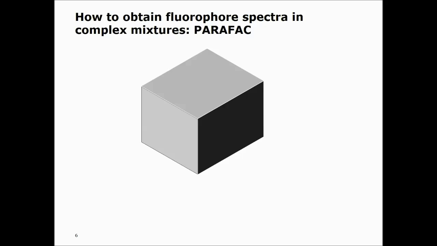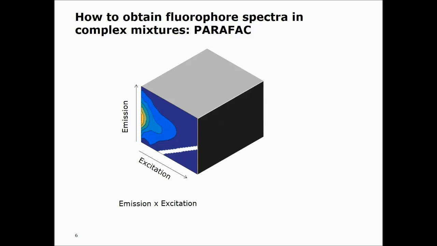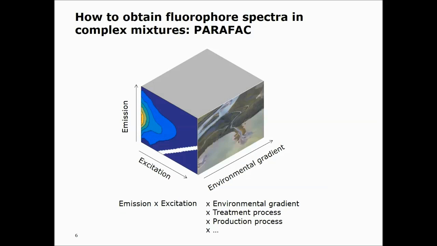You can imagine your emission excitation matrices, as well as the multiple samples that you've just collected, as a three-dimensional cube. You have emission and excitation on one side, and you have a gradient of some sort on the other side. So that represents your multiple samples. That can be an environmental gradient, or a treatment process, a production process, a monitoring process, or all sorts of other applications that you personally can imagine. This is what we call a three-way dataset, a three-dimensional dataset, and this is perfect for multivariate statistics approaches such as PARAFAC.